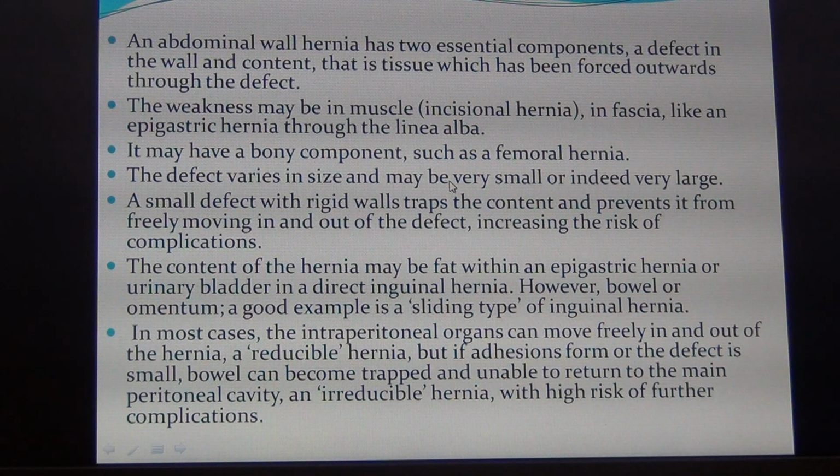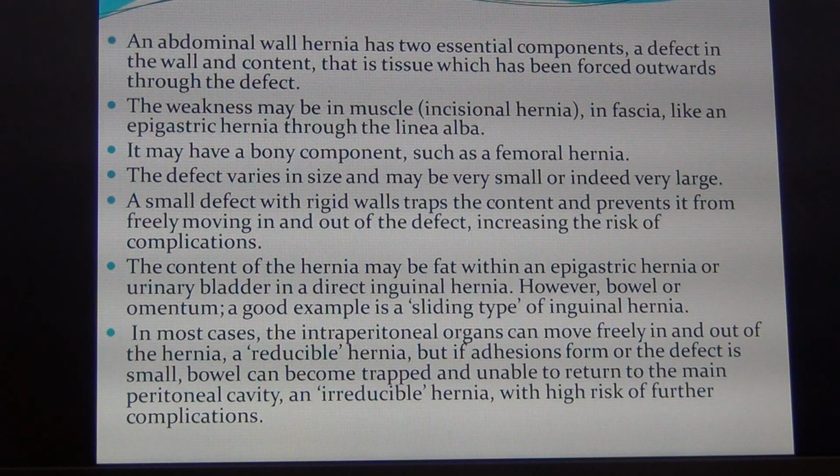Here I want to tell you, whenever the size of the defect is small, the risk of obstruction and strangulation is greater. Whenever the size is large, the risk will be less, because a small defect with rigid walls traps the content and prevents it from freely moving in and out of the defect, increasing the risk of complications.